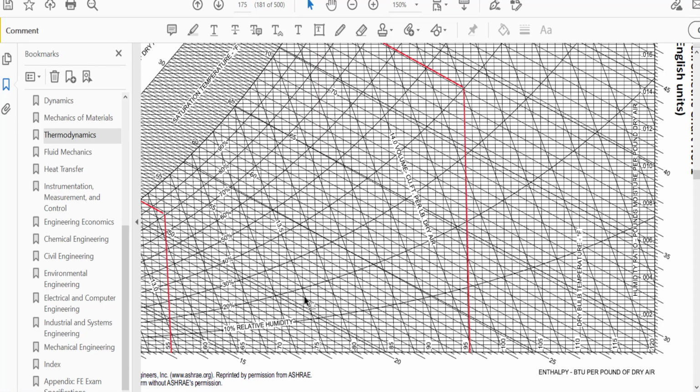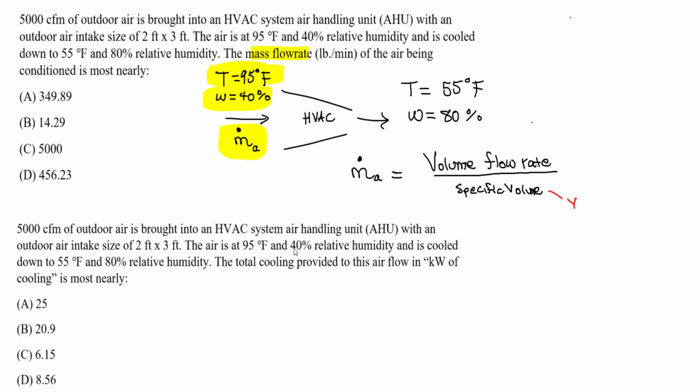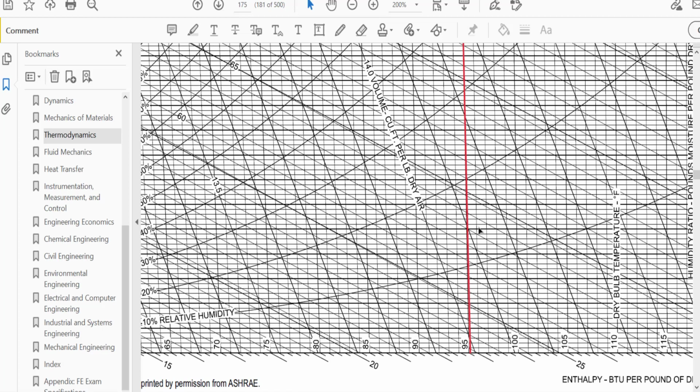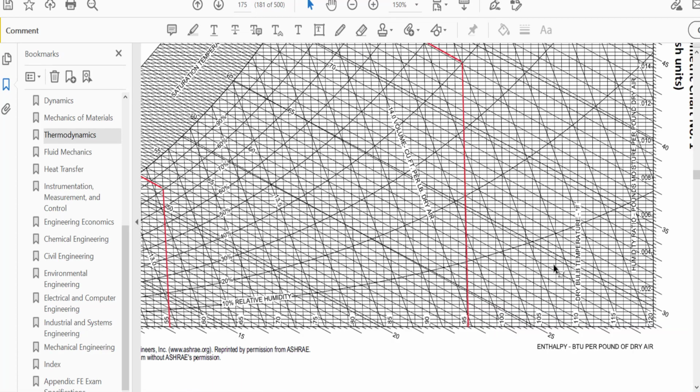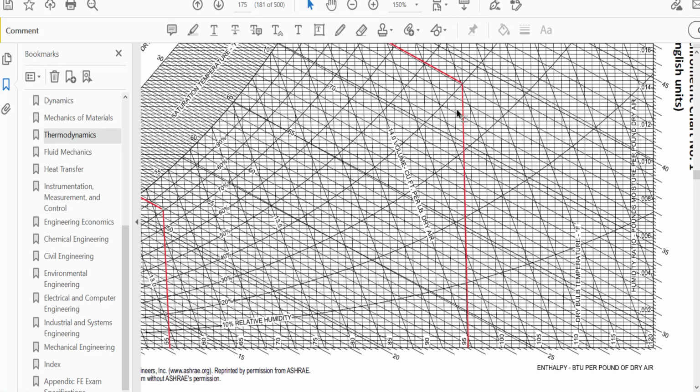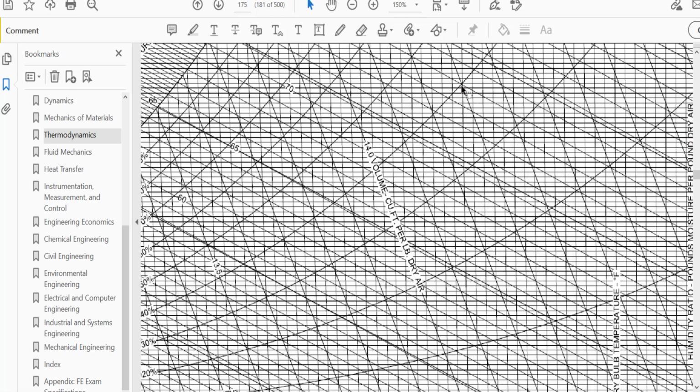So we're going to plot what temperature? We're at 95 degrees Fahrenheit and 40% because we want to look at the mass flow rate of the air being conditioned, the air coming in. So what do we do here? We go to 95, which is already plotted from the last example. This is going to be the dry bulb temperature. You go to 95, go all the way up until we intersect the relative humidity of 40%. So we go until we intersect it at this point.